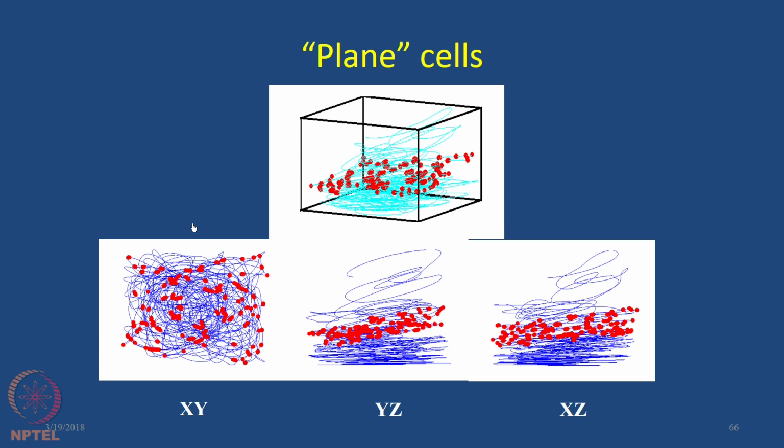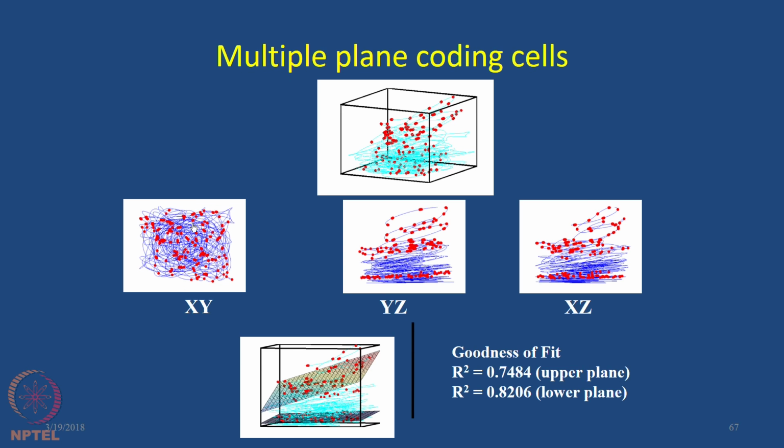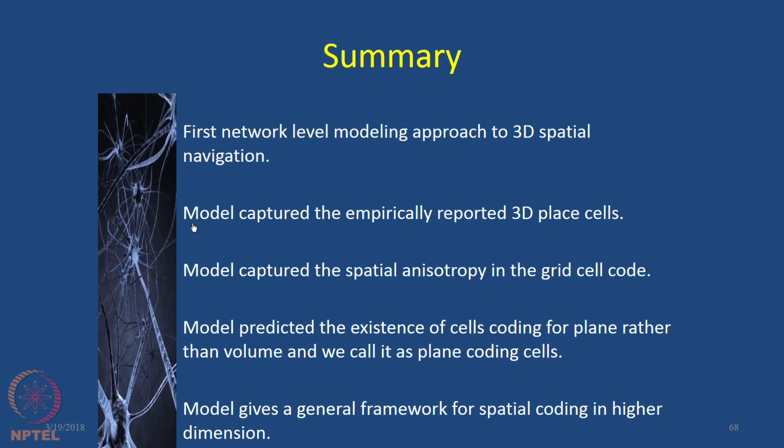These are cells which fire whenever the animal is located, or whose motion is confined, to a certain plane. We feel that plane cells have a certain significance because they can indicate a certain height at which the animal is flying. That will let the animal determine its altitude. And then there are also cells which fire at multiple planes. We call them multiple plane coding cells. You can see examples of such cells here.